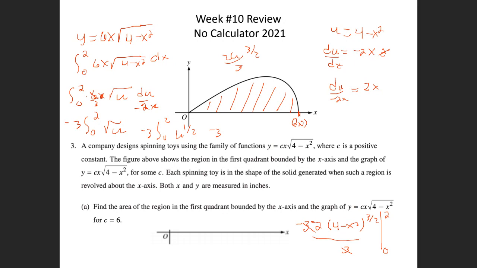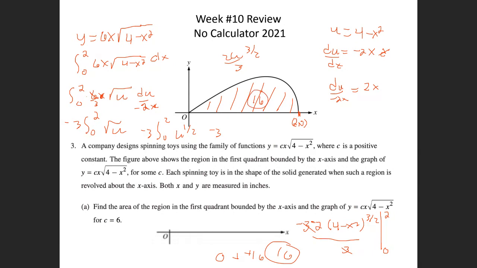So now you have to be able to plug this back in. So if I put 2 in here, that's going to, oops, what did I do here? Is that right? I think I ended up with 0. So if I put 2 in here, 4 minus 2 squared is 4, so that's going to be 0. That whole thing's going to be 0, so it's going to be 0 minus. Then if I put 0 in here, I end up with 4 minus 0, which is 4. 4 to the 3/2 is 8, I believe. And then 8 times negative 2 is negative 16. So the area of this should be 16.